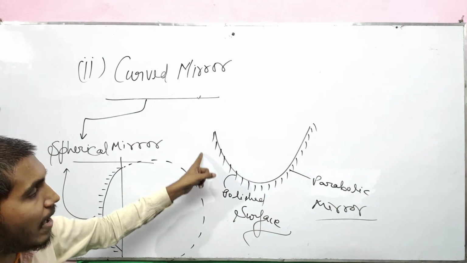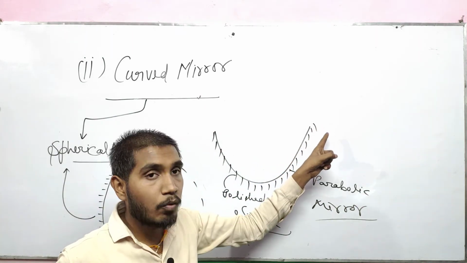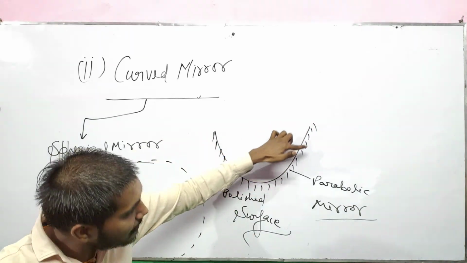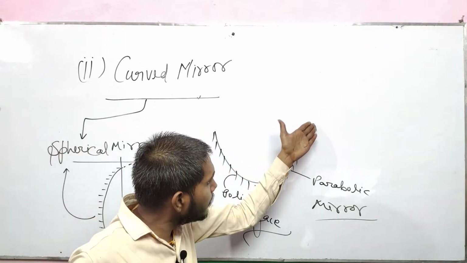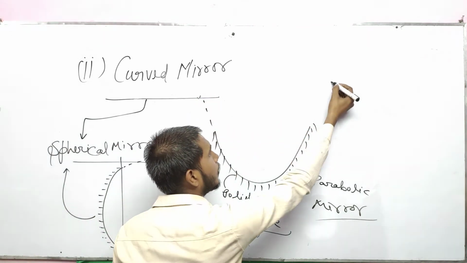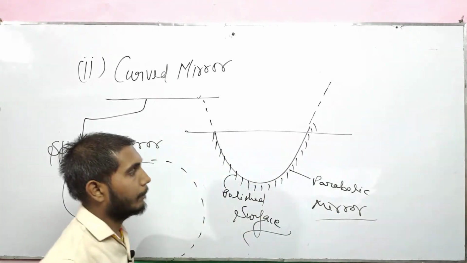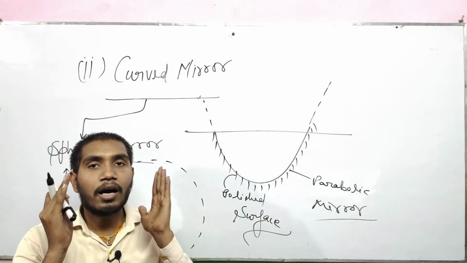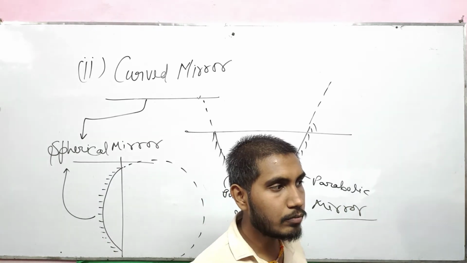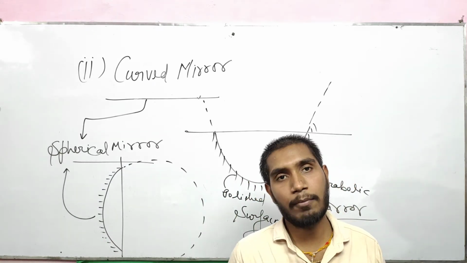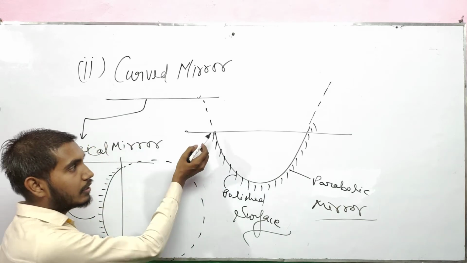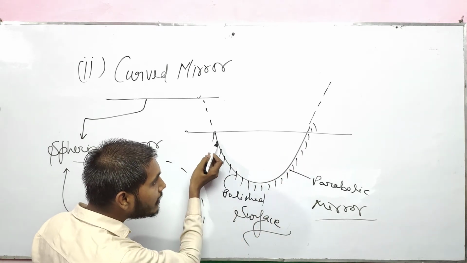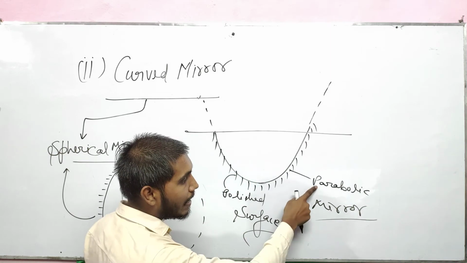A curved mirror is a parabolic mirror when its polished surface is a part of a hollow parabola. What I am saying? Beta, please try to understand. This is a parabolic mirror. This is which type of mirror? This is a parabolic mirror.